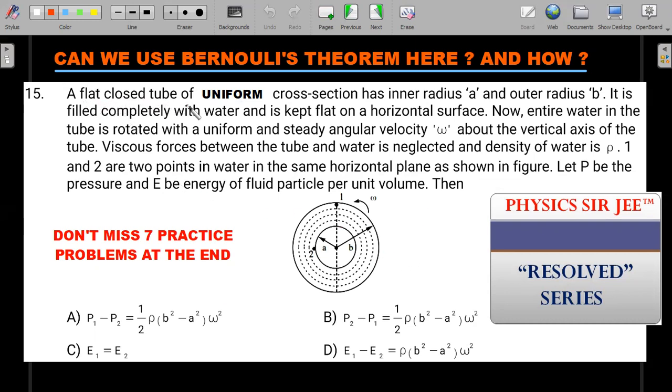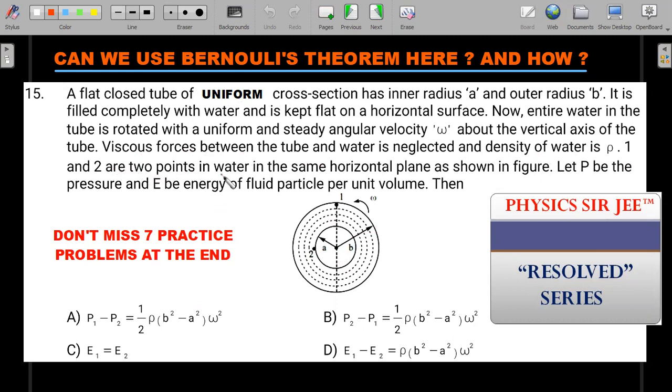A flat closed tube of uniform cross section has an inner radius A and outer radius B. It is filled completely with water and is kept flat on a horizontal surface. Now, the entire water in the tube is rotated with a uniform and steady angular velocity omega about the vertical axis of the tube. What you're looking at in this picture is the top view of this tube. Viscous forces between the tube and water are neglected, and the density of water given is rho.